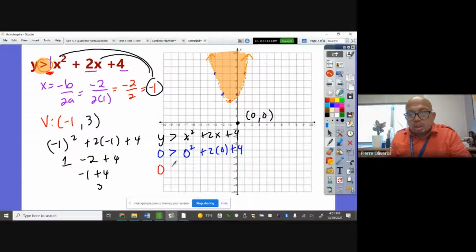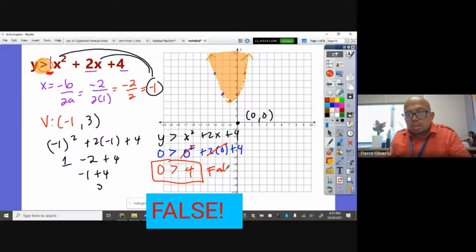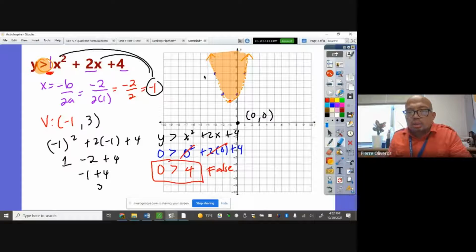And 0 squared is 0. 2 times 0 is 0, so it's 4. Do you agree that 0 is greater than 4? That's a false statement. So we don't shade where the origin is, and we don't shade the outside part. So the answer is this one inside the parabola, the above portion.